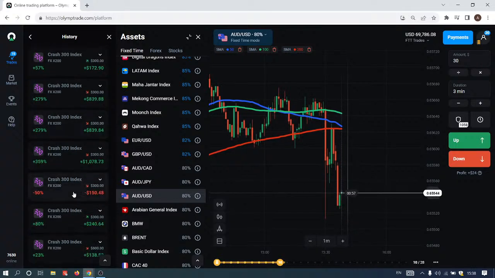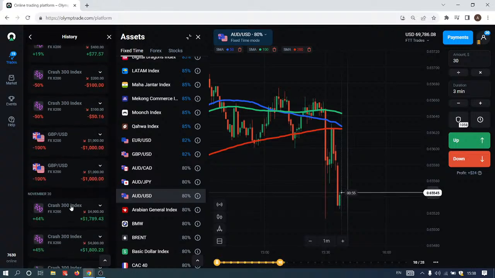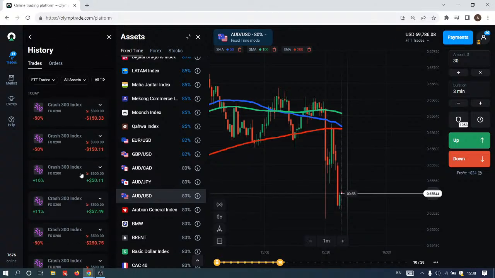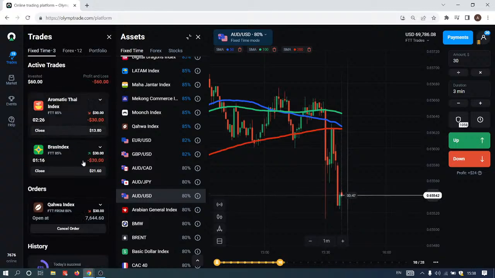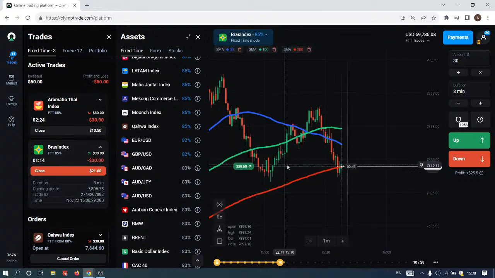So, I mean, I don't really want this asset to be available on FTT. Well, even if it were available, I would definitely use it in Forex mode, right? So it just makes more sense. It's just more profitable.